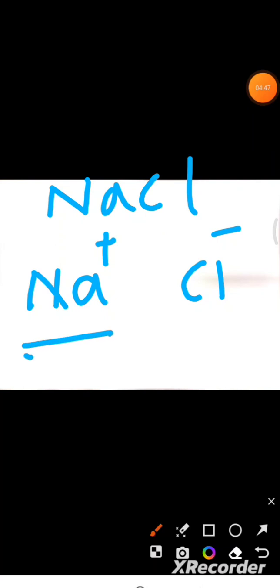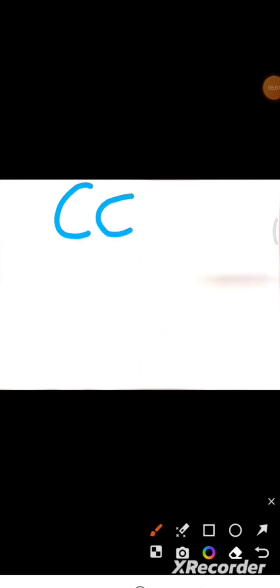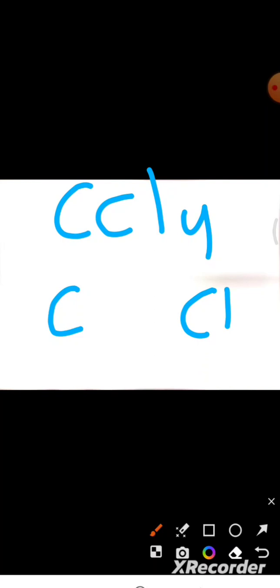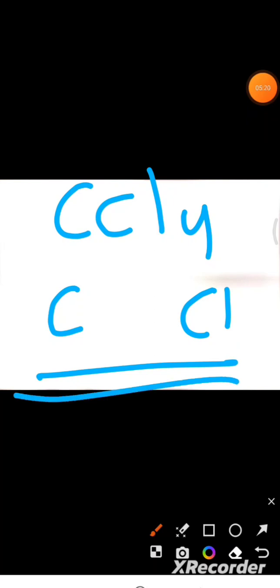Here clearly you can see one is completely positive and another is completely negative. But see another example, CCl4. Here this is a covalent compound, both are non-metals. This is carbon and this is chlorine. Both are non-metals. That's why they share the electron and they form the covalent bond.